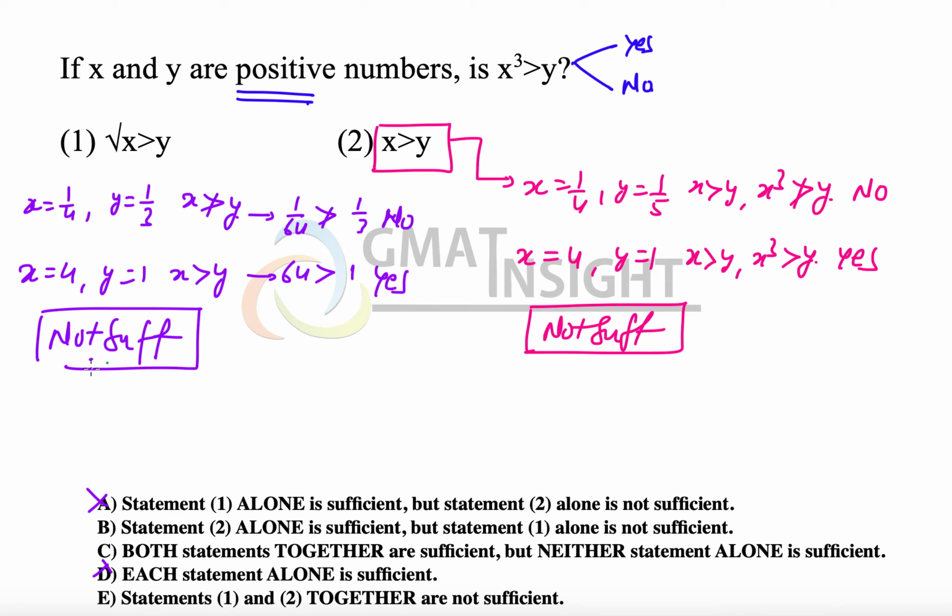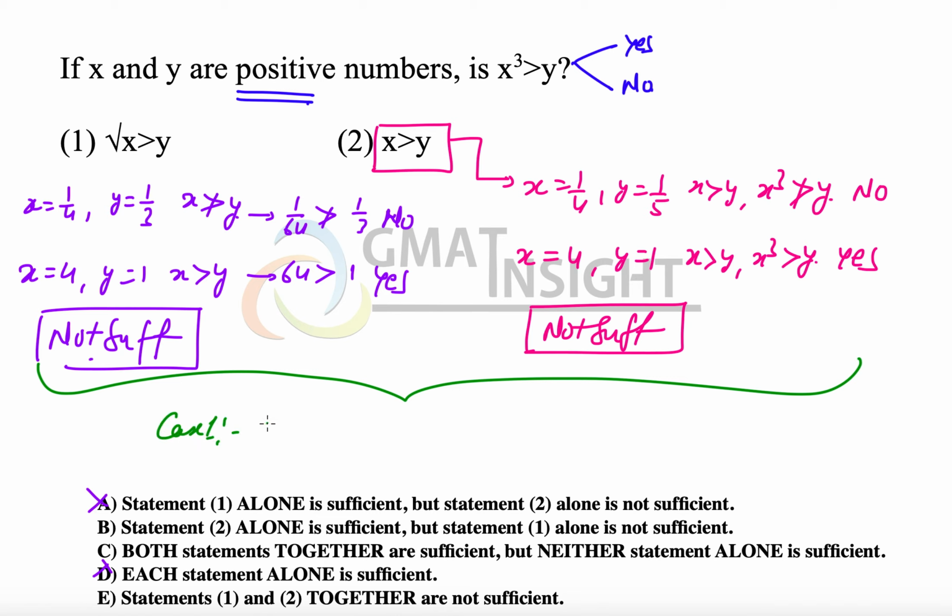Step 3 is the combination of the two statements. Even after we combine the two statements, the two cases are still valid. Case 1 is when x is equal to 1/4 and y is equal to 1/5. The first statement says the square root of x is greater than y, and the square root of x is 1/2, which is greater than 1/5. The second statement, x is greater than y, also is valid because 1/4 is greater than 1/5, but x cubed is not greater than y.